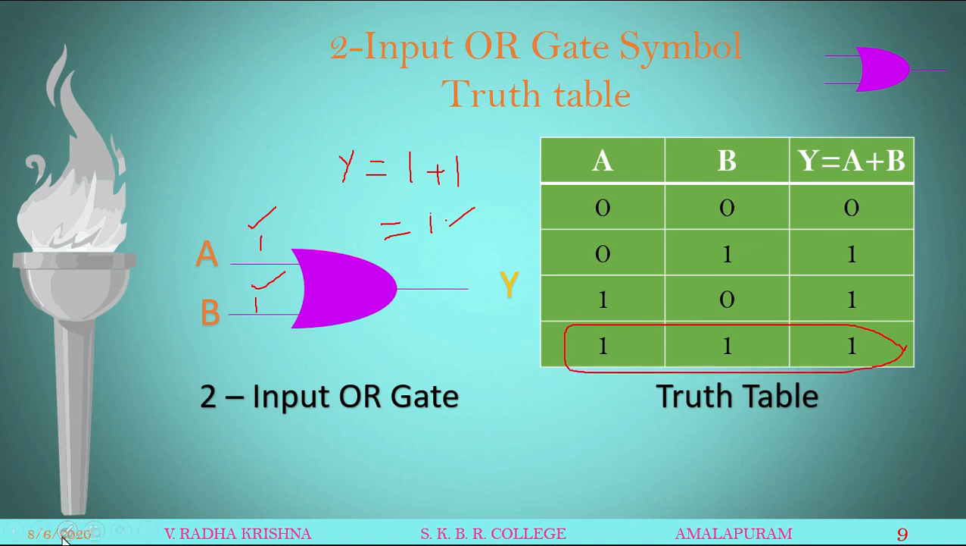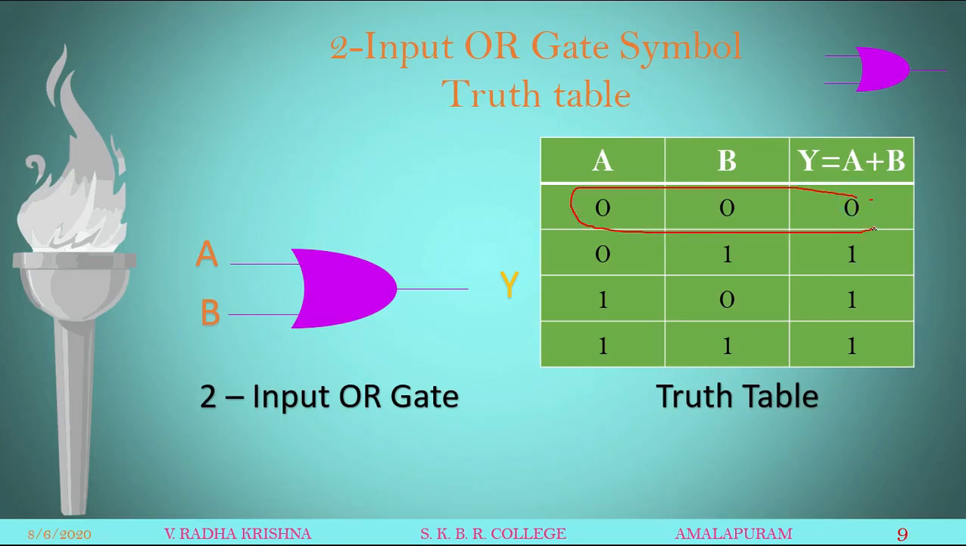So by observing the truth table of an OR gate, we will get a low output when both the inputs are low. In the remaining cases, output becomes high. So whenever one of the inputs is high, output of OR gate will become high. When all inputs are low, output will become low.